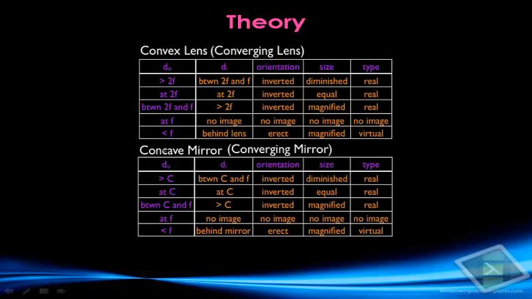Now, on here I have the table for the concave mirrors and the table for the concave lenses. These are both converging devices. Light rays converge when they come into these devices.